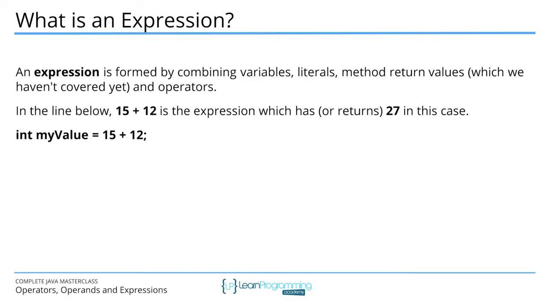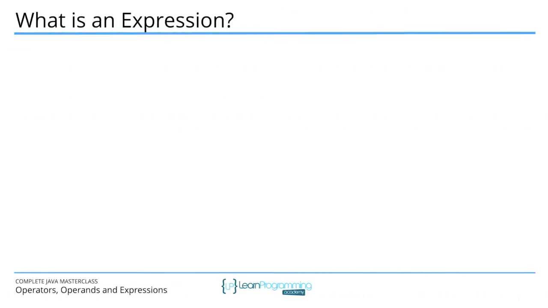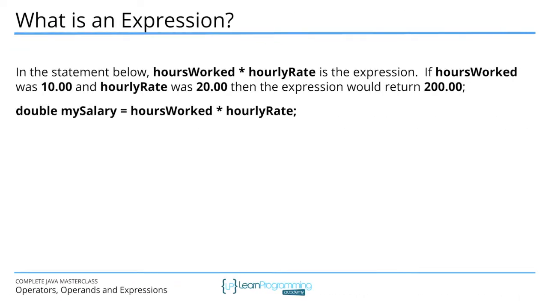So in the line below, 15 plus 12 is the expression which returns the value of 27. Now in the statement below, hoursWorked multiplied by hourlyRate is the expression. So if hoursWorked was 10 and hourlyRate was 20, then the expression would return 200 because 10 times 20 is 200. Alright, so let's explore operators using some code, and we'll swing back to IntelliJ to do this.